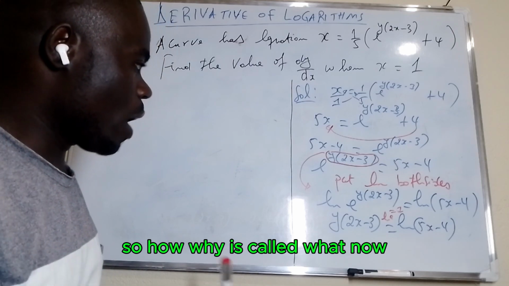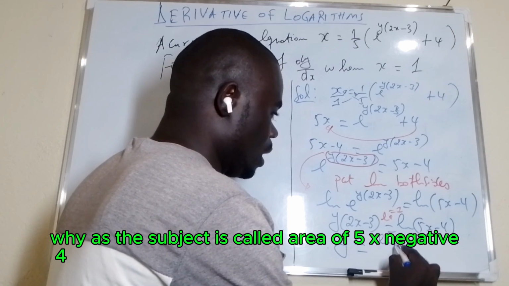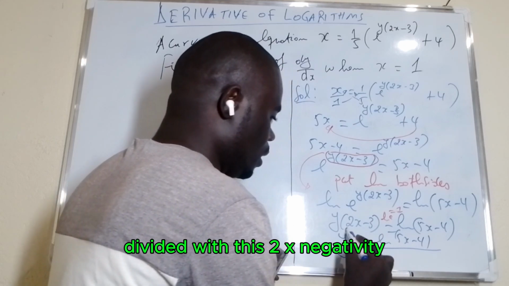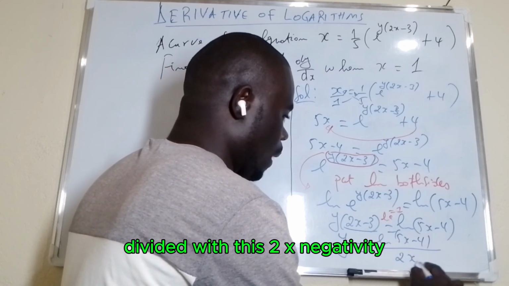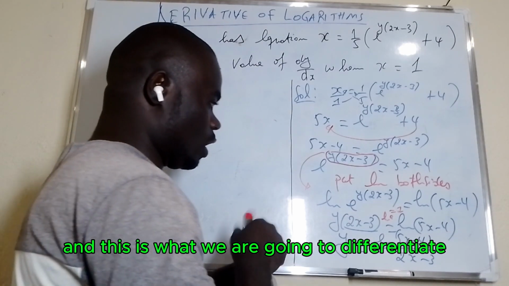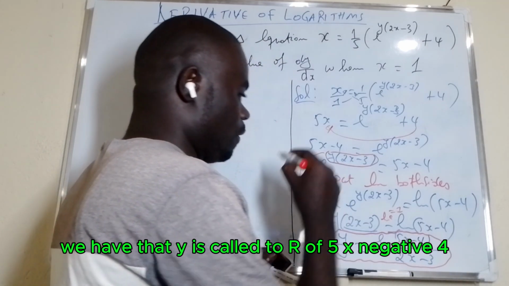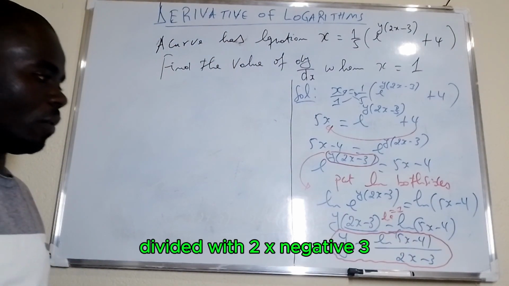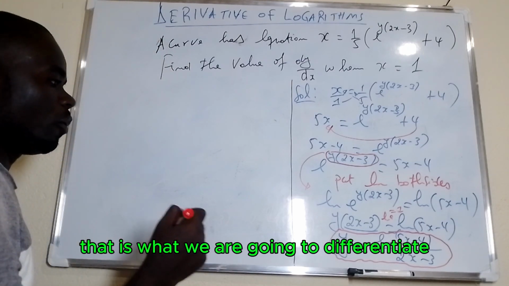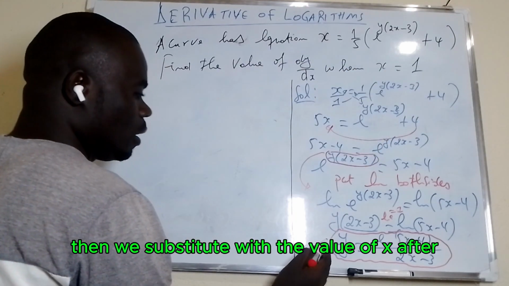So y as the subject is equal to ln(5x-4) divided by (2x-3). This is what we are going to differentiate. We have that y is equal to ln(5x-4) divided by (2x-3). We differentiate that and find dy/dx, then we will substitute the value of x after.